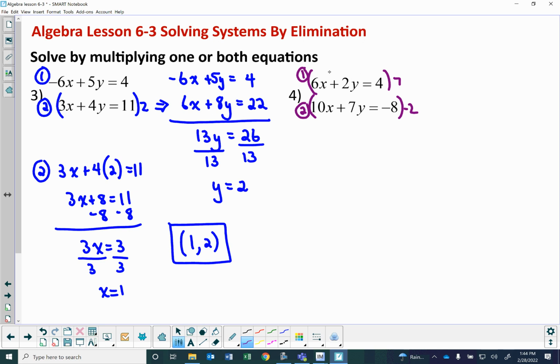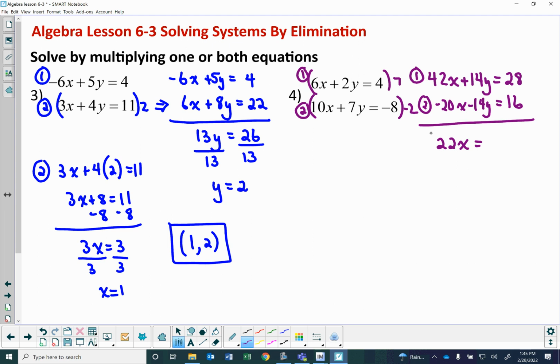All right, if I distribute that 7, 6 times 7 is 42, so I have 42x plus 14y equals 28. That's my new equation number 1. My new equation number 2, negative 2 times 10 is negative 20x minus 14y equals negative 2 times negative 8 is positive 16. Now, if I look at these two equations, the y's cancel out because I have a positive 14y and a negative 14y. So I take 42x, add negative 20x to that, and I'm going to get a positive 22x.